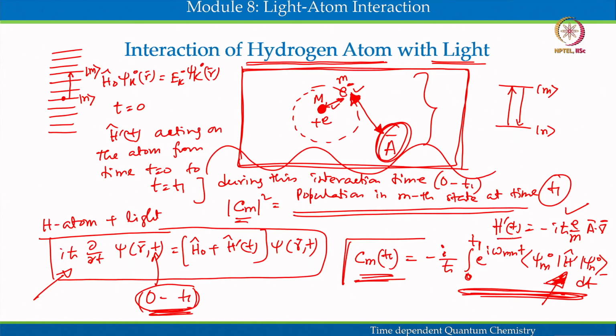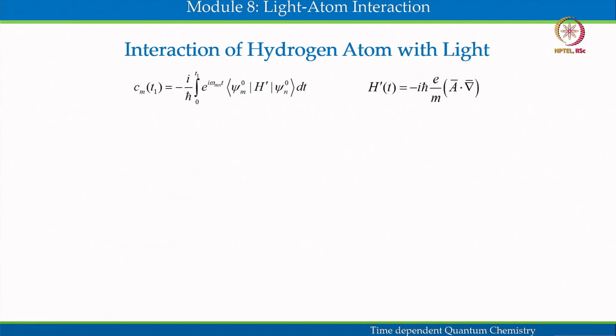perturbation, time dependent perturbation, can be expressed in terms of the vector potential, which is created by light when it is propagating through vacuum. So, we will move on and we will now explicitly look at the terms. This is the population, actually the square of the absolute value of this term will give me the population at the mth state.